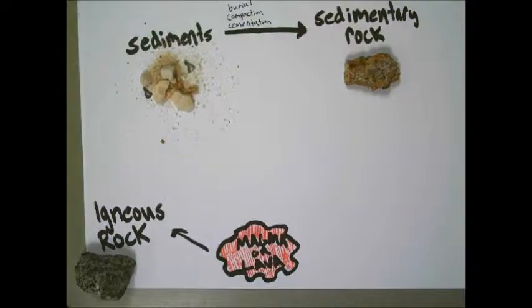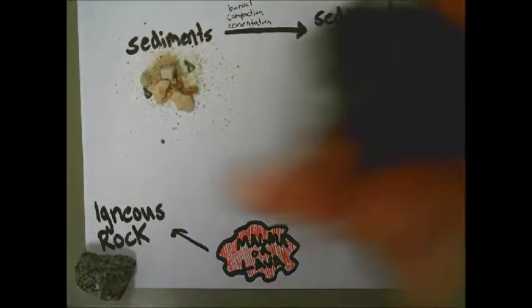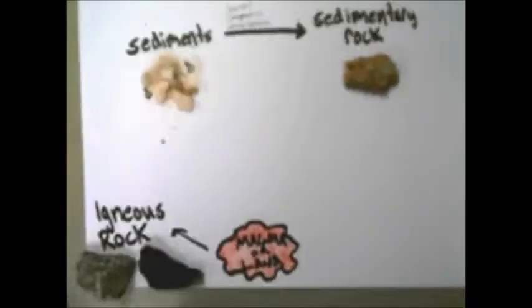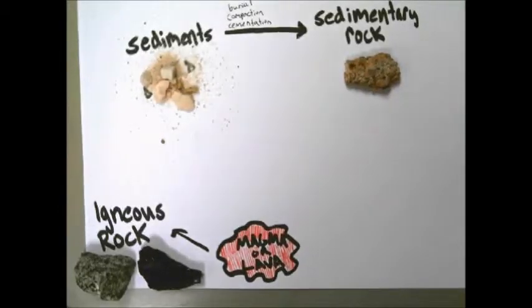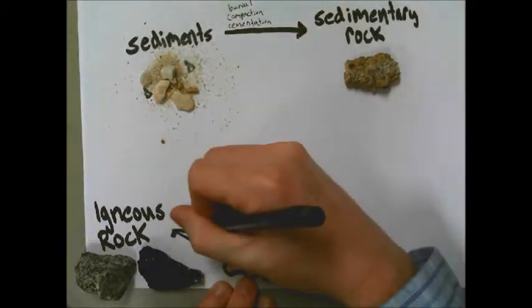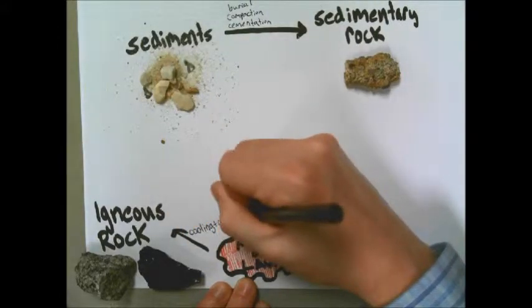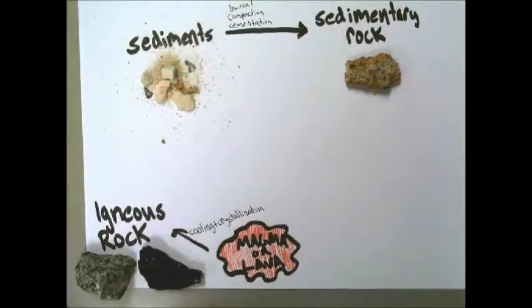Now, some rocks cool very quickly, so they don't really have time to form crystals. And if they don't have time to form crystals, they might look something like this. This is called obsidian or volcanic glass. It cooled very rapidly, and therefore it did not have time to crystallize. So what would we call the process of taking magma and turning it into an igneous rock? We'll call it cooling and crystallization. So it cools down and hardens and then crystallizes if it has enough time.